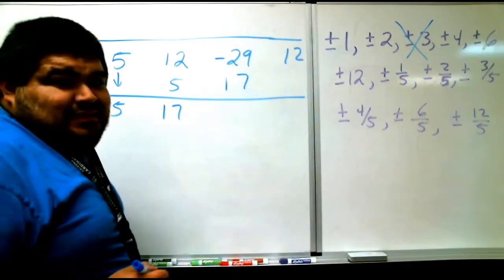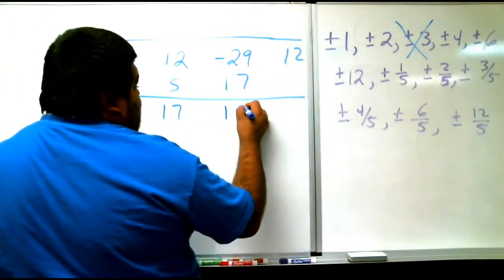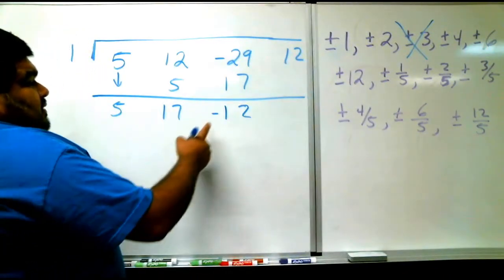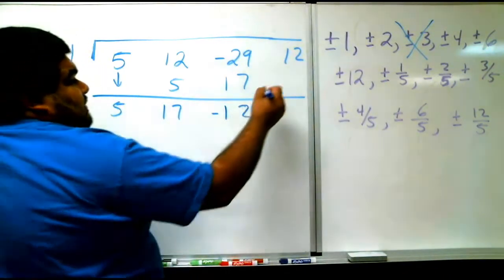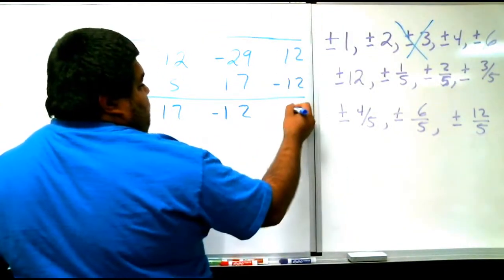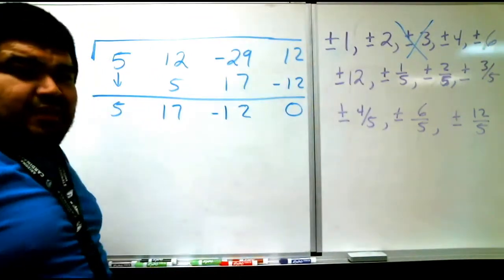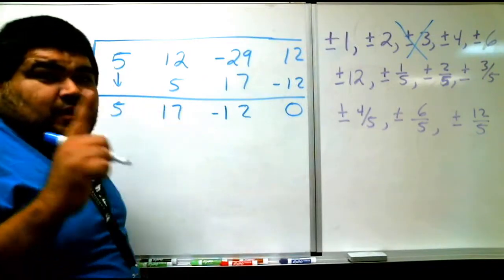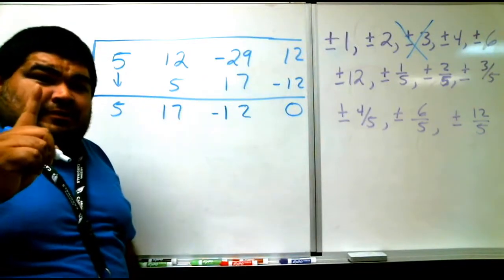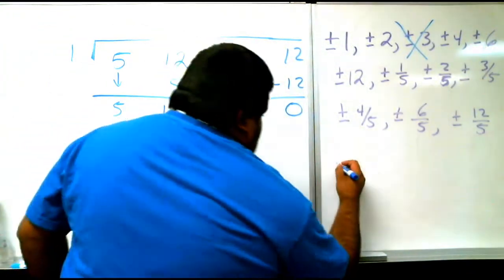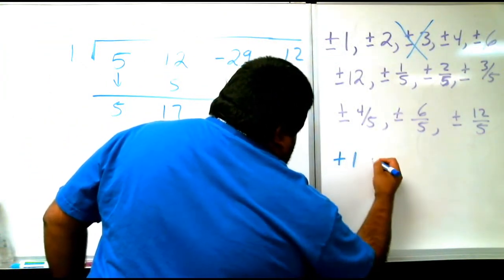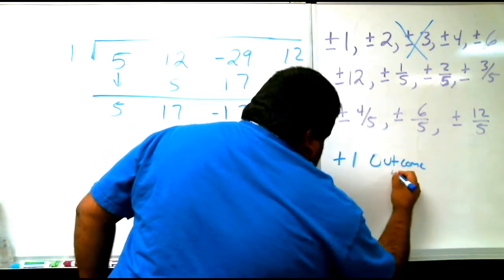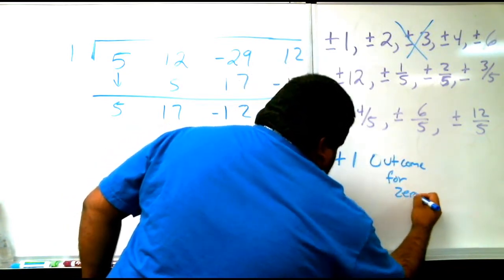29 minus 17 is negative 12. Okay. Negative and positive is negative 12. 12 minus 12 is 0. Look at that. It worked out. Okay? So we know positive 1 is one of those three outcomes. Okay? So positive 1 is an outcome for 0. Okay?